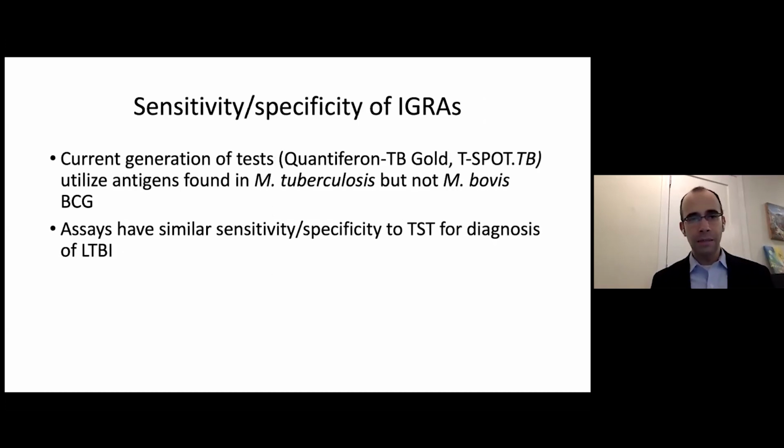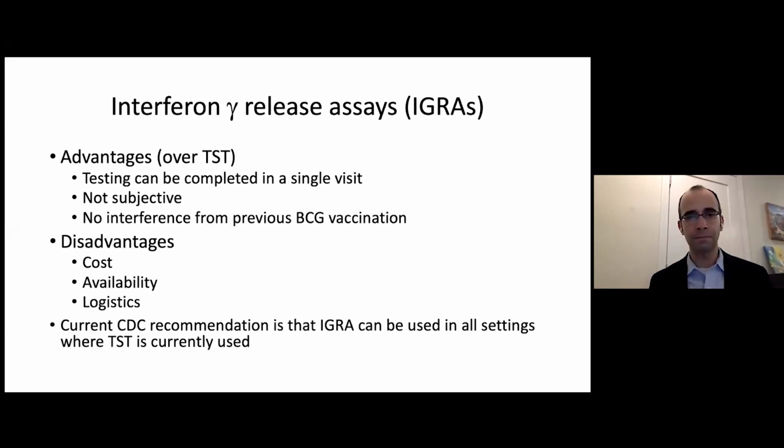These IGRAs will use, as I mentioned, antigens that are found in tuberculosis. And an important thing to note is that they do not use antigens that are shared with M. bovis BCG. And so these tests will not have any interference from people that have had vaccinations. So the vaccination status will not affect the test. They're thought to have similar sensitivity and specificity to TST for diagnosis of latent TB infection.